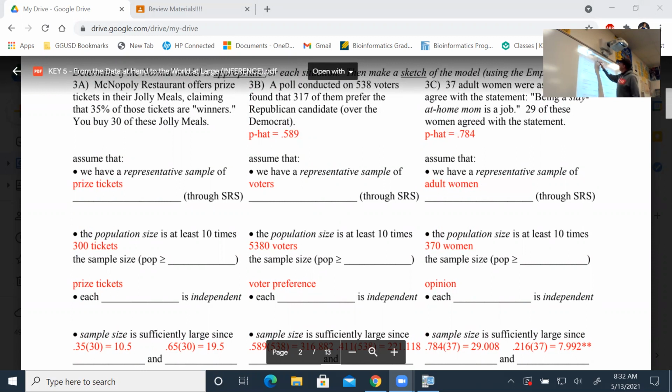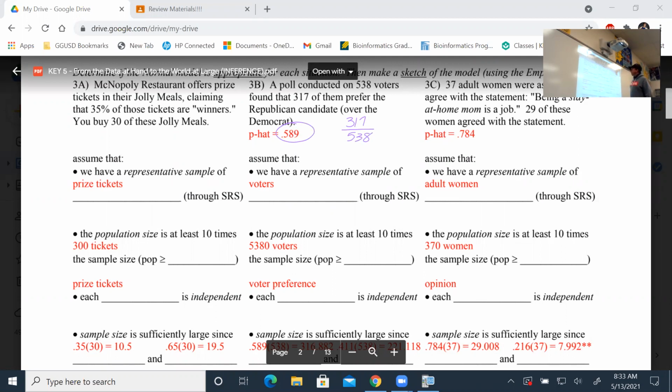A poll conducted on 538 voters found that 317 of them preferred a Republican candidate. Fine. So what's p hat? p hat ends up being 0.589. Where do we get that? That is 317 divided by 538.